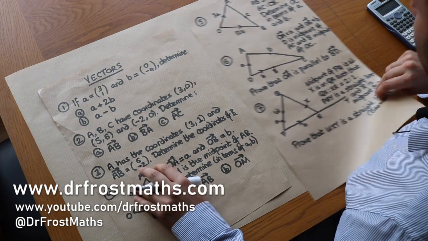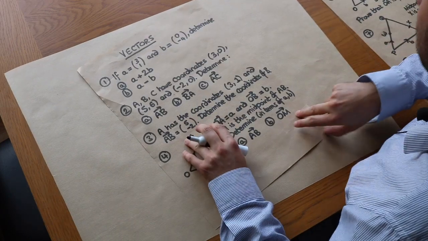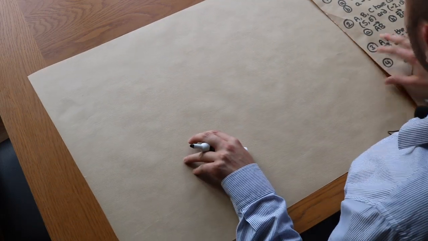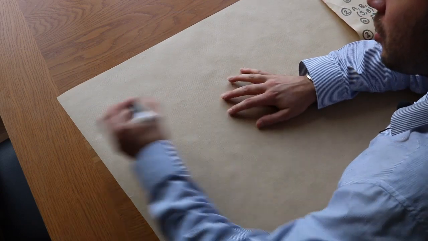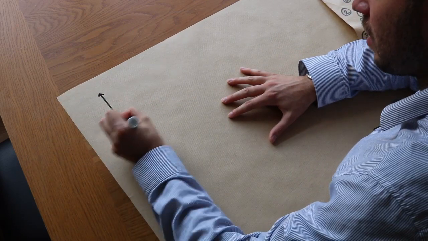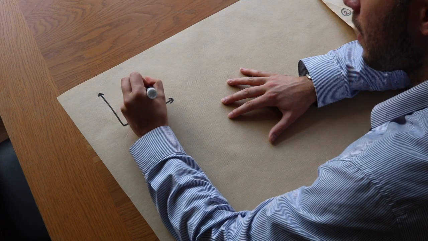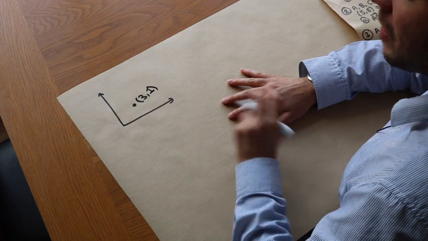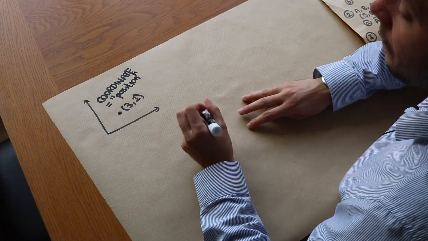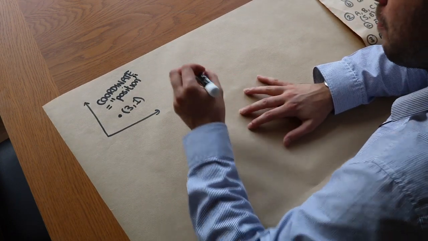We're going to be exploring some of these questions in a second, but before I do that, let's introduce the notion of what a vector is. Now, you should hopefully already be used to the idea of what a coordinate is. So if I had a coordinate of, say, 3, 1, coordinates represent a position in space, whereas a vector represents a movement in the space.